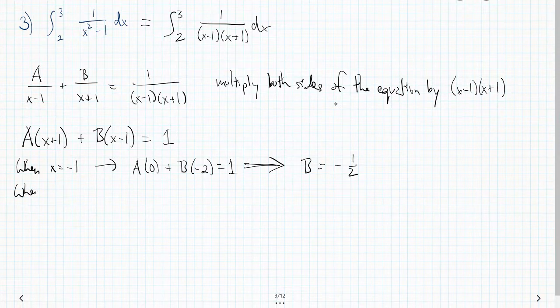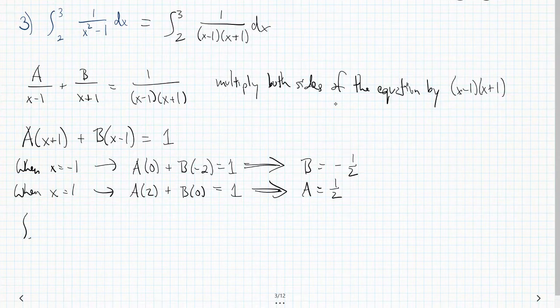When x equals +1, you get a times 2 plus b times 0 equals 1. And that implies that a equals +1/2.